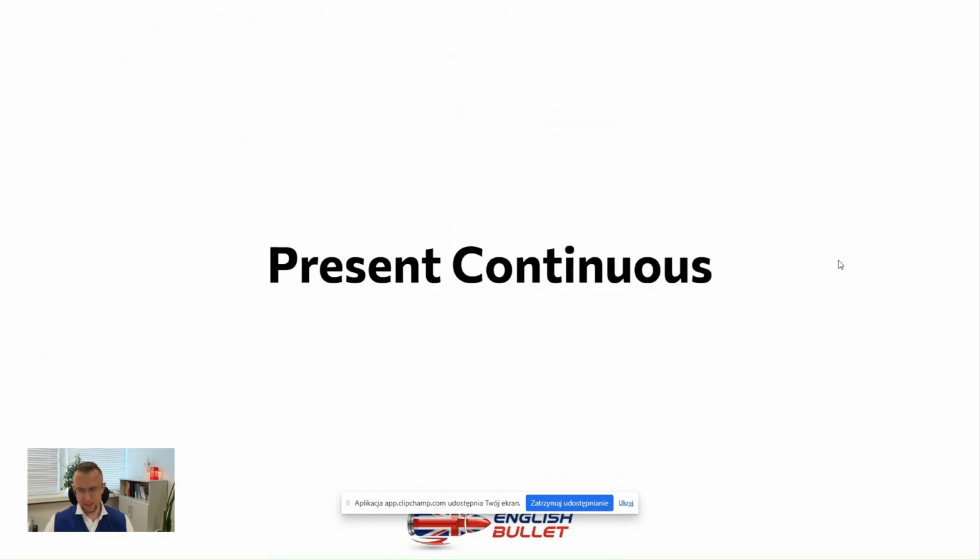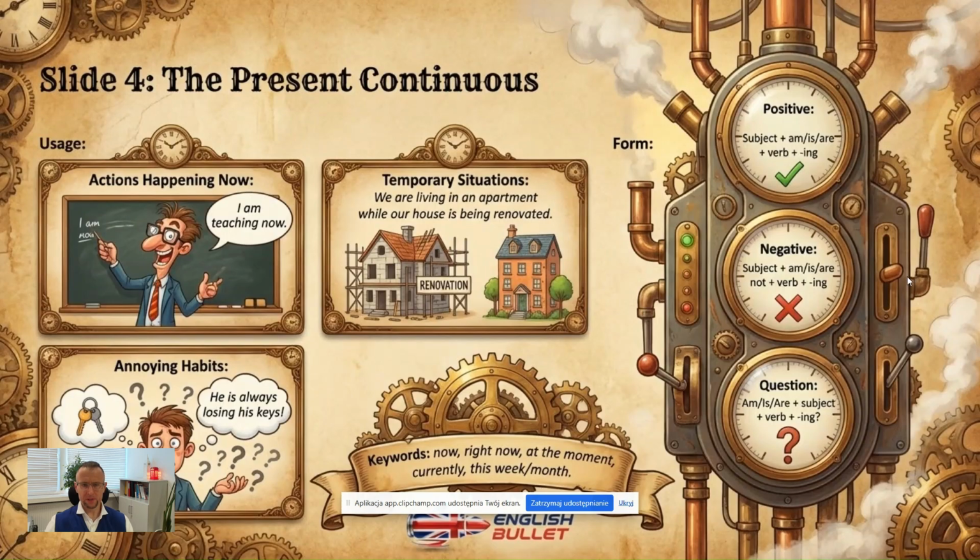Then another tense that concerns the present time, which is the present continuous. The present continuous informs us about actions that are happening now. So not regular actions like we had in the present simple, but actions that are happening now. I'm talking to you now. I'm using my camera now. These are activities that are happening at this very moment of speaking. So I'm doing it right now.